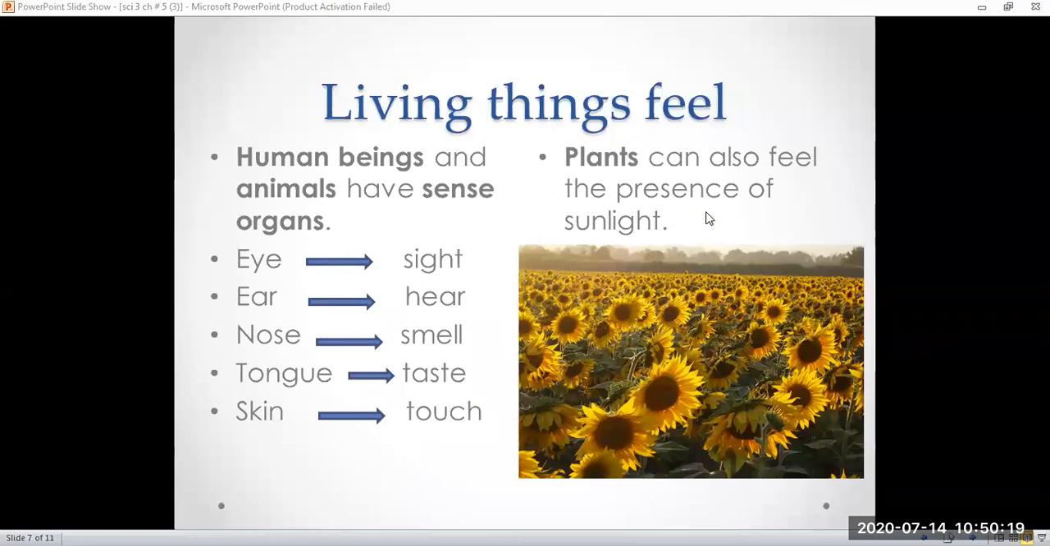Similarly, plants can also feel the presence of sunlight. As we have read in the chapter on movement, plants can show movement as well. So how do they do movement? When they feel the sunlight present, that's why they do the movement.